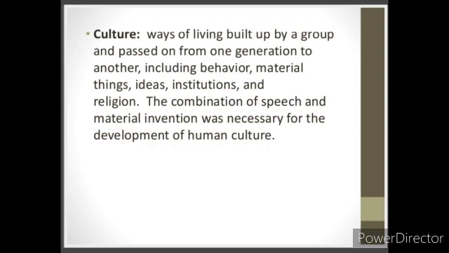Culture is the ways of living built up by a group and passed on from one generation to another, including behavior, material things, ideas, institutions, and religion. The combination of speech and material invention was necessary for the development of human culture.